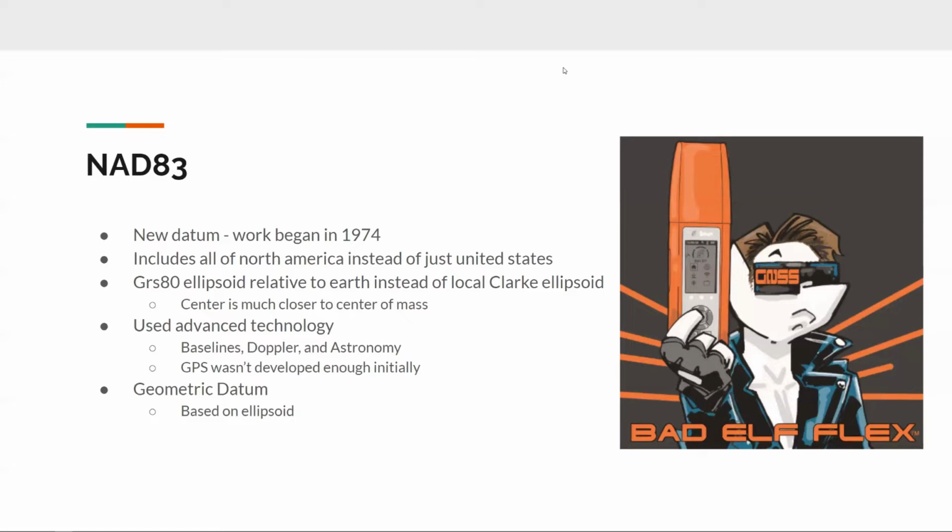And so this is a geometric datum. It is based on an ellipsoid, versus NAD 27, which was a horizontal datum because they just used leveling techniques to go across the Earth's surface instead of basing it on the actual Earth's center of mass. So, a much more modern system.